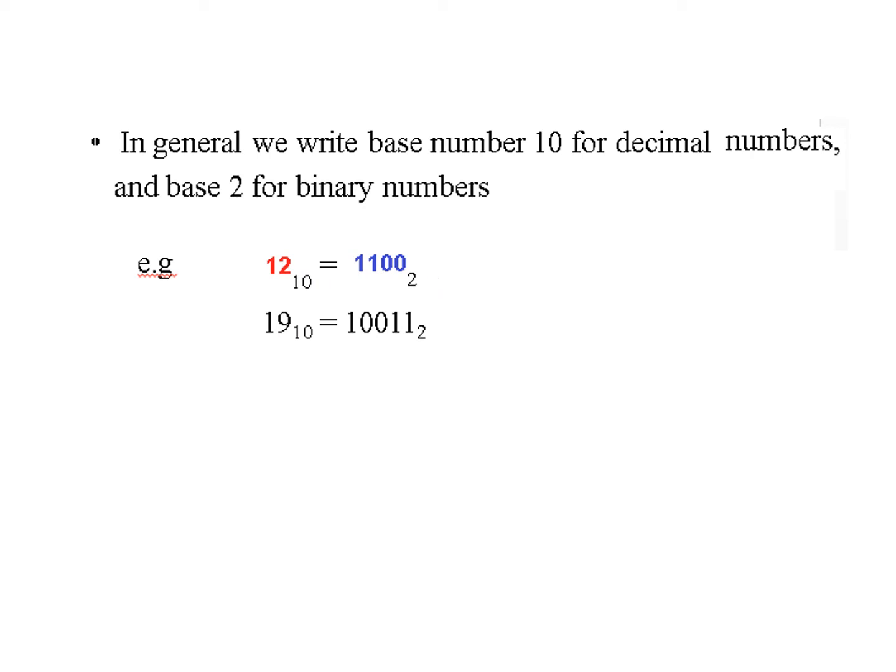But see here, 110 and 110. 110 in a decimal number is not the same as 110 in a binary number, because this is one hundred ten, but this is actually equivalent to 6 decimal. So you have to keep this point in mind.